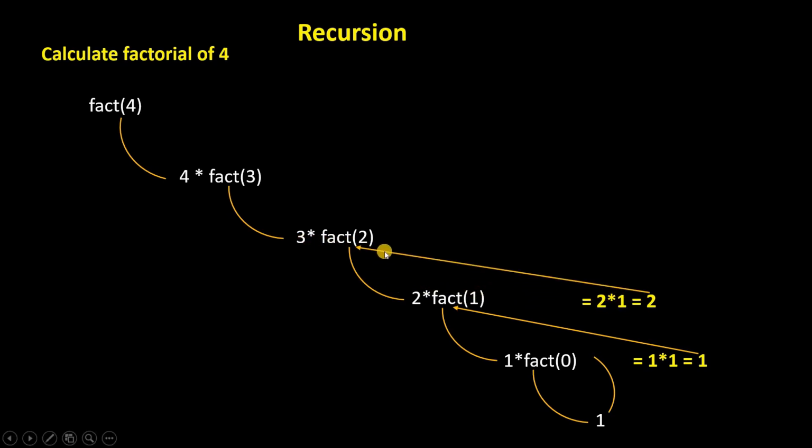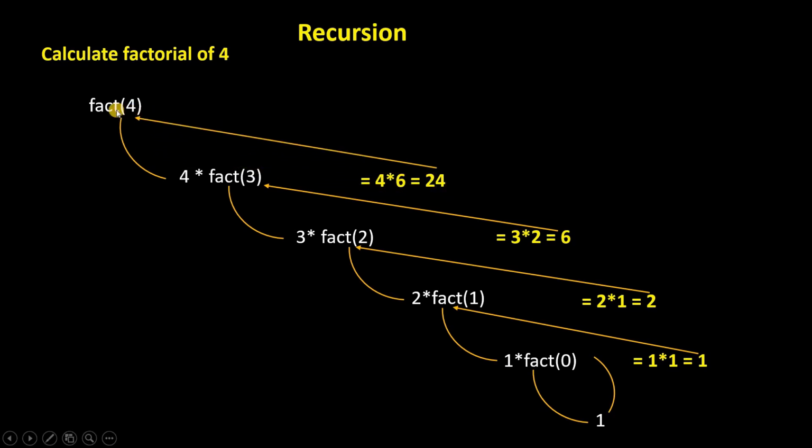So here the value will be 3 into 2, that is 6, and this value 6 will be returned to this fact of 3. So here the calculated value will be 4 into 6. Here 4, and the value of fact of 3 is 6. So that is 4 into 6, that is 24, and 24 will return to this fact of 4. Finally this will be 24, and this will be our final output. Hope you understand this.